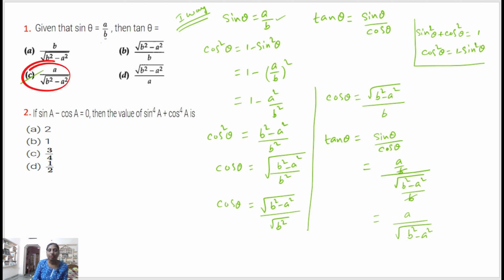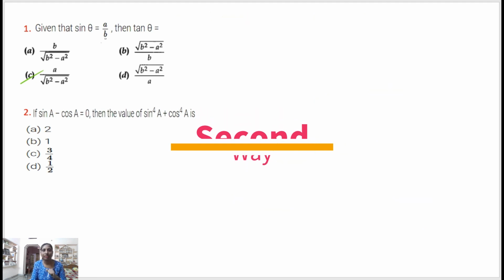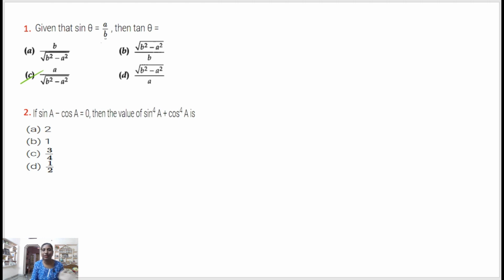Okay, now let's solve it using the second way. Now let us solve it by taking a turn. Let us solve it by taking a little detour. Okay, look how. Here sin theta is equal to a by b. Okay, so we have to reach tan theta. So there is another way also.